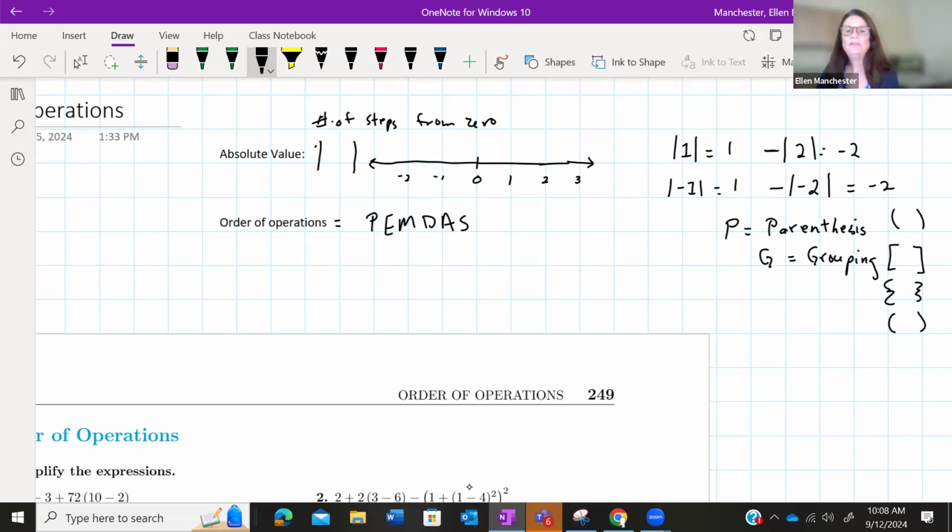Does anyone know what E stands for? Good. So exponents comes next. So just a reminder, if you have 3 squared, that's the same as 3 times 3, which is 9. I cannot tell you how many times I get 3 squared is 6 and 2 cubed is 6. So 2 cubed is 2 times 2 times 2, which is 8. Okay, so that's an example of exponents.